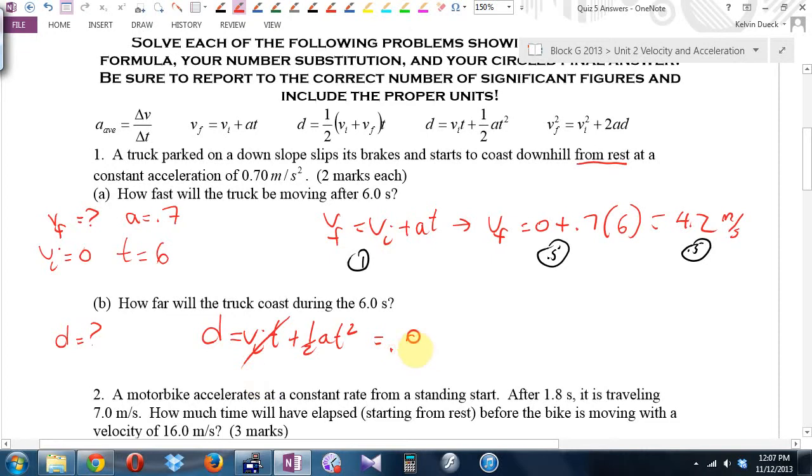It's going to be a half A T squared. Can I do this in my head? 6 squared is 36. Half of that is 18. 0.7 times 18 is going to be 7 plus 12.6? Yeah. Ooh. Units?